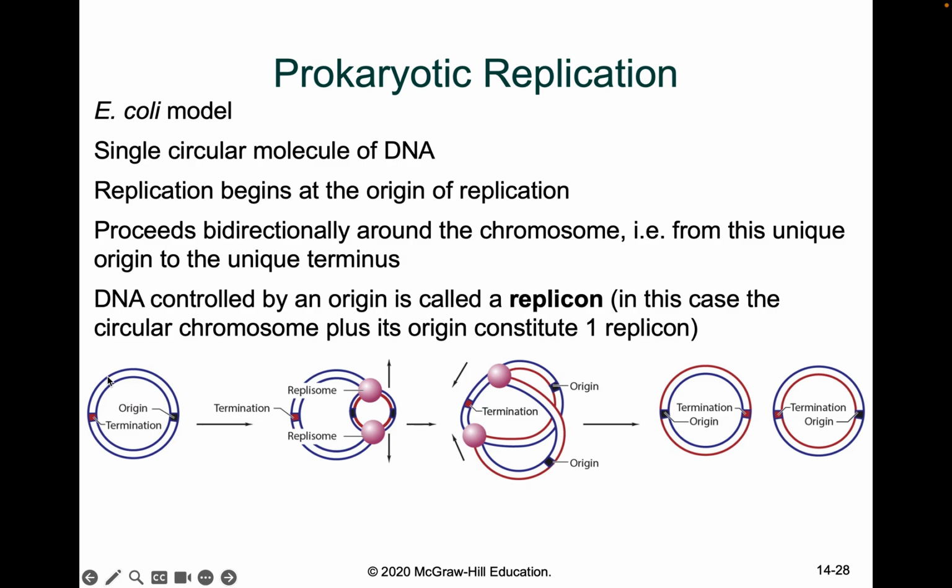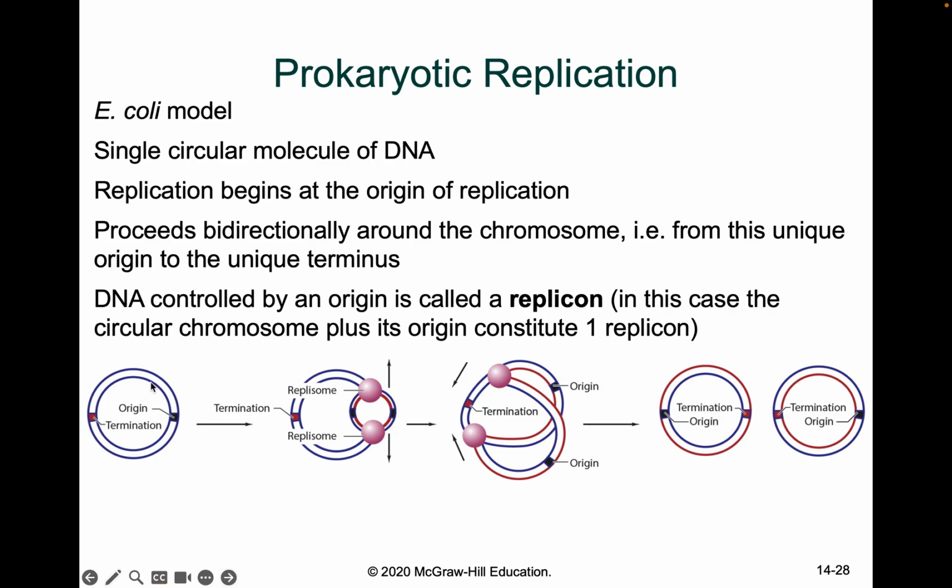The replication of DNA in E. coli is super fast. We're talking about 1,000 nucleotides per second. It's crazy how fast it can go. And you need it because E. coli in perfect conditions can replicate every 20 minutes. So you need the DNA to replicate really quickly to accommodate for this.